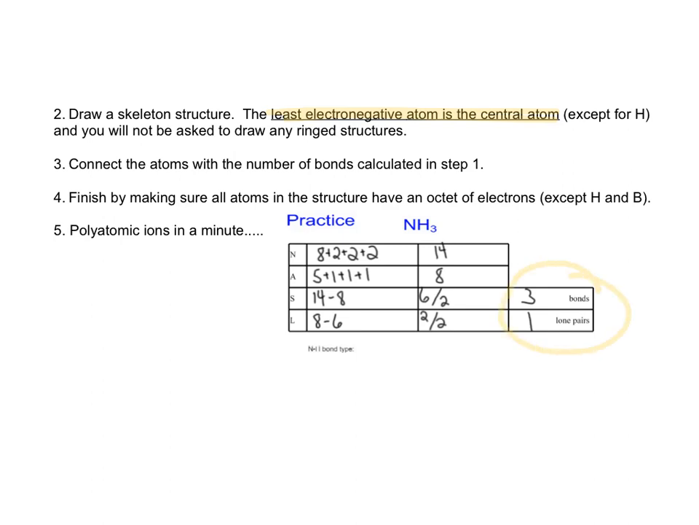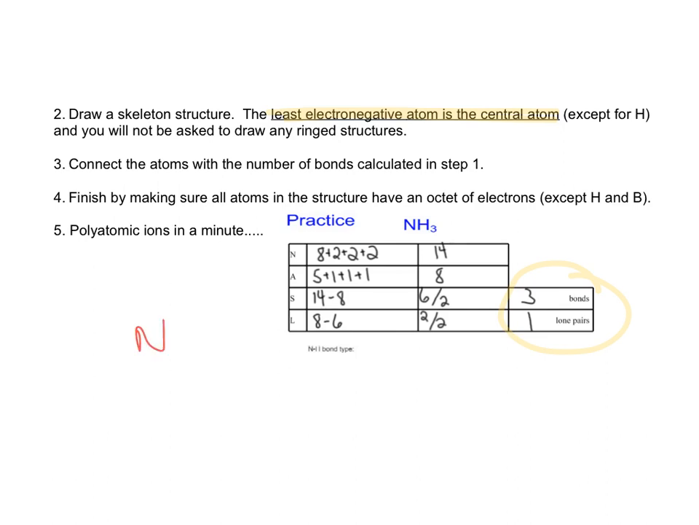So first thing we need to do is put our least electronegative element in the middle, which means it's going to be furthest from fluorine. Another handy hint: in covalent formulas, the least electronegative thing is listed first, the exception being hydrogen sometimes. So nitrogen is going to go in the center. It's listed first. It's also furthest away from fluorine.